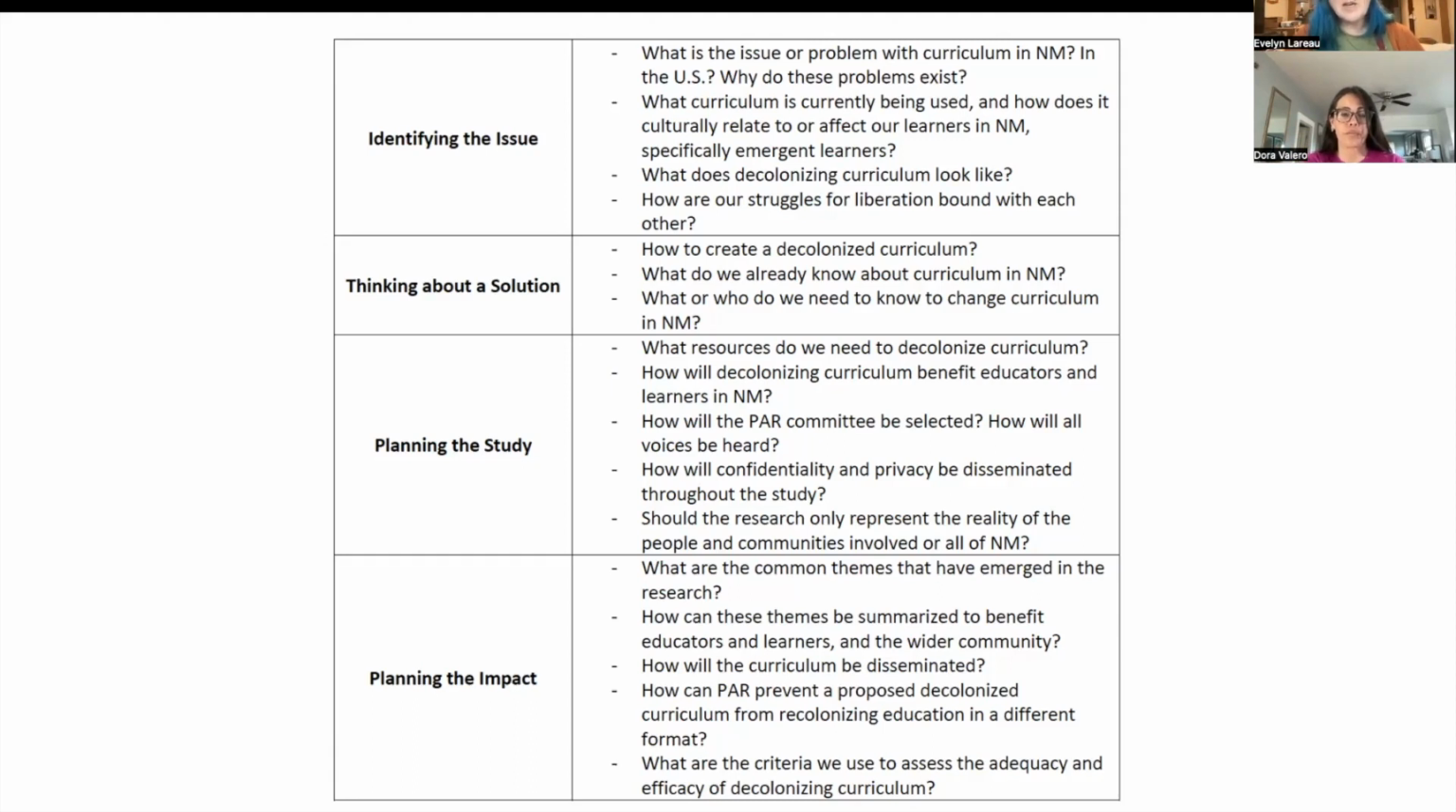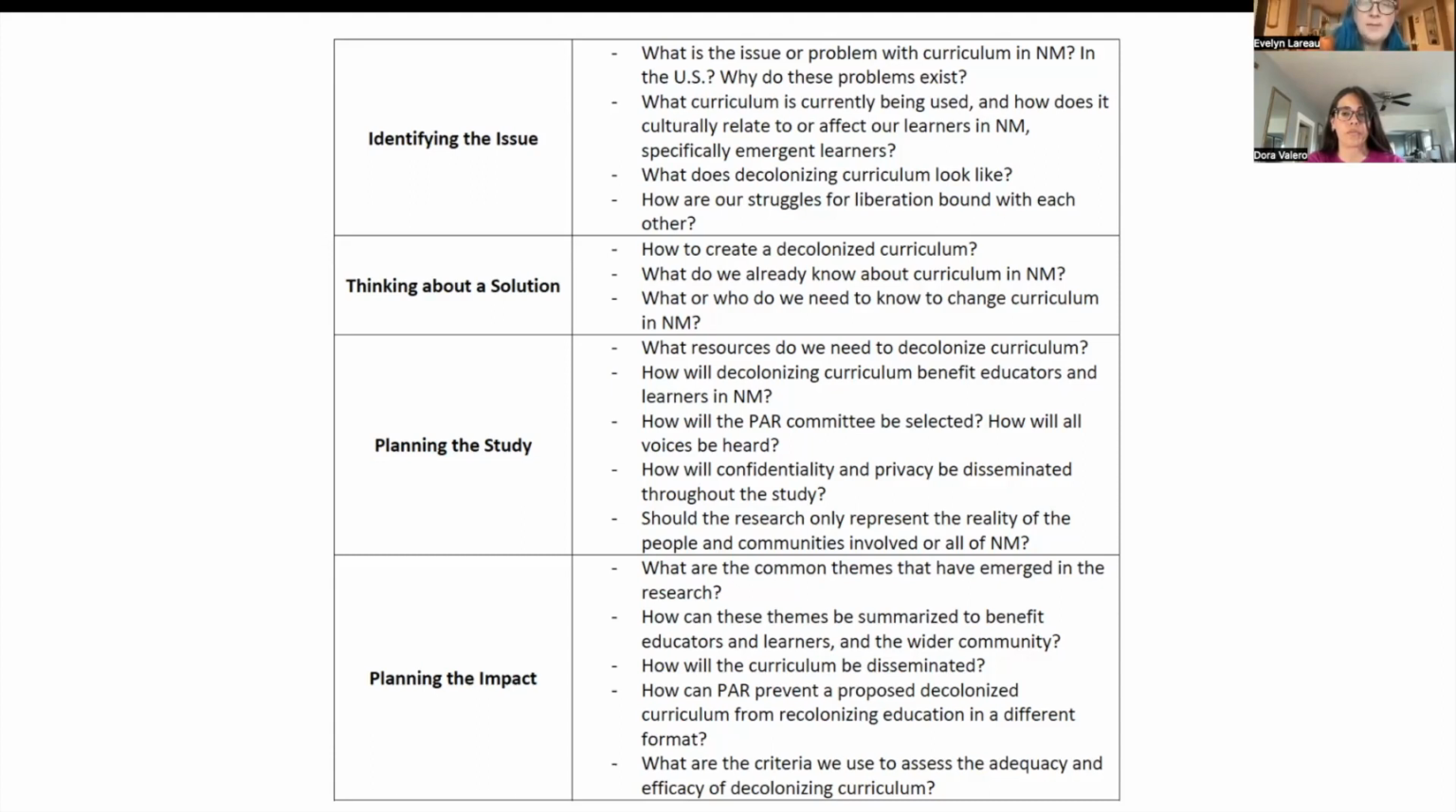So in planning the study, some questions that we need to acknowledge are: what resources do we need in order to decolonize curriculum? How will decolonizing curriculum benefit educators and learners in New Mexico? How will a participatory action research committee be selected? How will all of the voices be heard? How will confidentiality and privacy be disseminated throughout the study? And should the research only represent the reality of the people and communities involved, or all of New Mexico? So basically, do we need to widen our search?